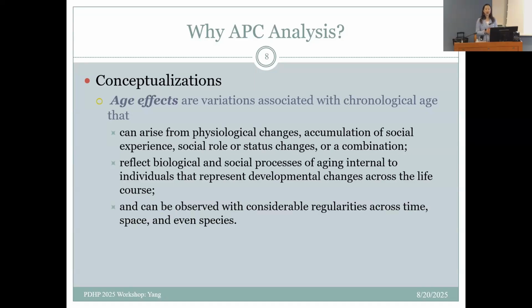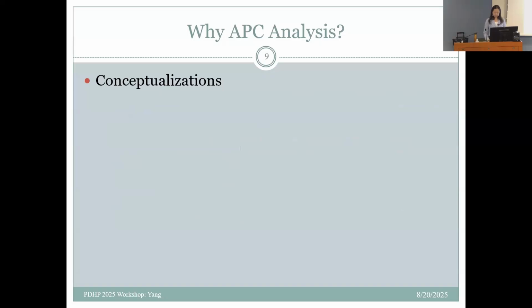And they can be readily observed with considerable regularities across time, space, and even species. And so they are of particular interest to population research, where age variations are the most common, most important source of change in disease and vital rates, fertility, mortality. You can see pretty strong regularities across time, space, and species.